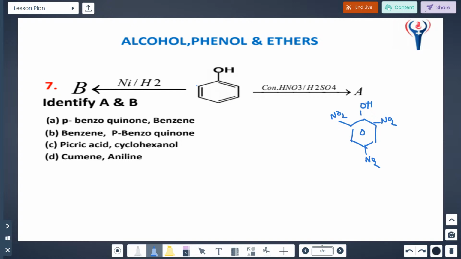Nickel and H2 is nothing but hydrogen, reduction. Addition of hydrogen is called reduction. So when reduction happens, all the double bonds will be removed. We have no double bonds inside the ring. That is called cyclohexane. In cyclohexane we have one OH group on that. So we can simply say cyclohexanol. When it undergoes reduction, we get this product. This is called cyclohexanol. So option C is the correct one.